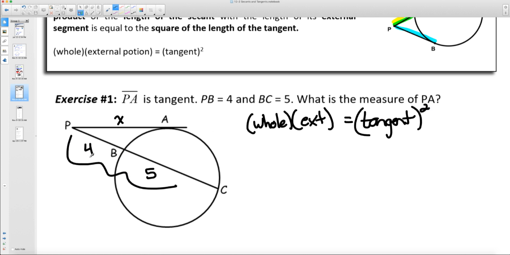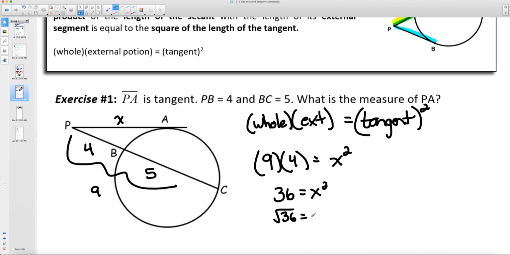So the whole secant here, 4 and 5, is 9. The whole secant is 9, and that outside portion, PB, is 4. That's going to equal our tangent, which we don't know. It's going to be x times itself, so x squared. This should be 36 equals x squared. Square root both sides. Technically, we would get plus and minus 6, but really we're just looking for the positive portion of it. So x is 6, so PA is 6.